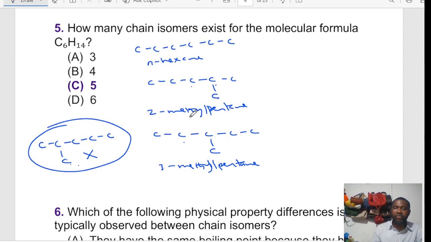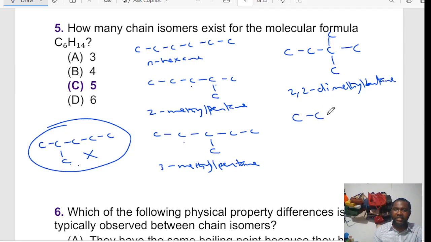Now let's try 2 branches. So we are going to have 4 carbons, 1, 2, 3, 4 now. Then we have 2 as a branch. They can be on the same position, they can be on different positions. Let me put 1 here and 1 here to be on the same position. This is going to be 2,2-dimethylbutane. You see that? 2,2-dimethylbutane.